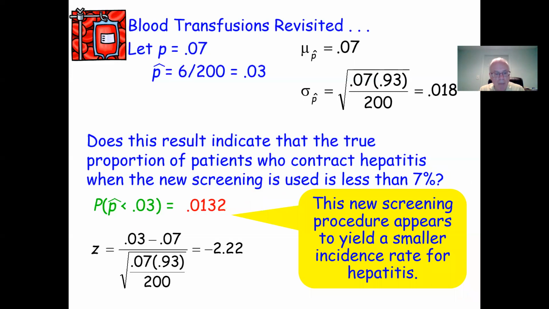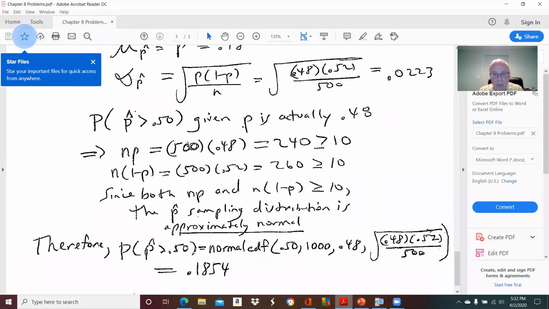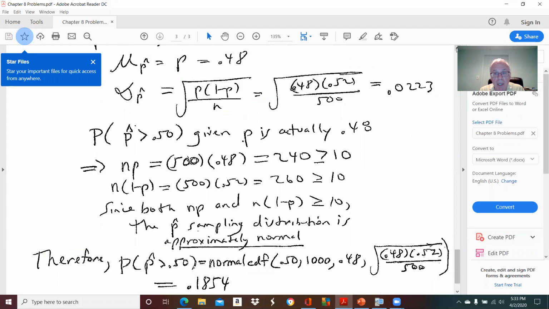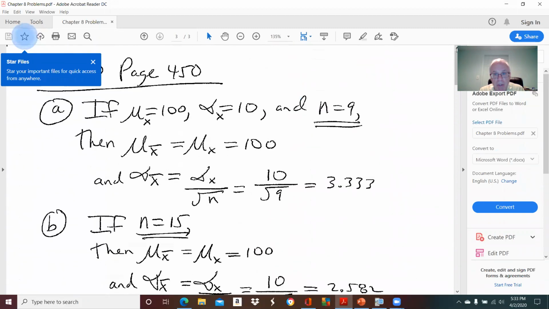All right, and that's it for the slides. Now I'm going to go out of the slides and pull up some examples here. We're going to spend about 10 minutes on this. If you have any questions about anything in this handout, we can address it another time. Now, we're going to go to page 450.